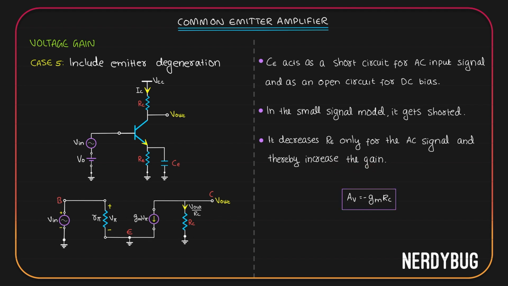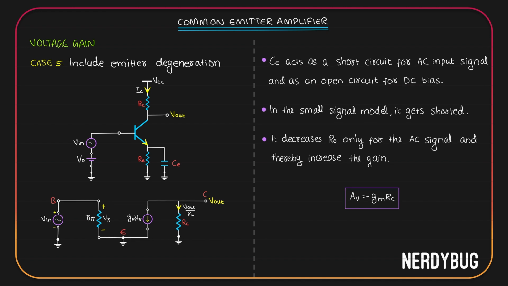So this is what I have to ask. Without emitter degeneration, our gain was minus gm times RC. Then I told you it is too much dependent on gm, so we introduced RE. But then I said the gain is too low and introduced CE that bypasses RE in the small signal model. That made our gain back into minus gm times RC. The gain is once again directly proportional to gm. Did I just run in circles? Well, I did not. Remember, in the last video, we learned about biasing the circuit with emitter degeneration.